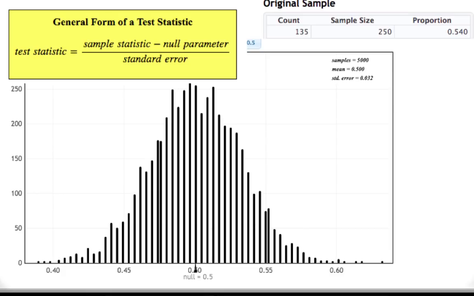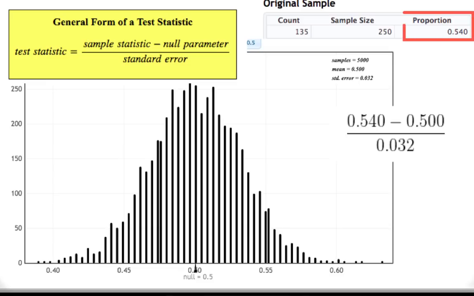Our sample statistic was 0.540 minus the null parameter, which was 0.500, and that's because our null hypothesis was that p equals 0.500. And the standard error, which we got from our randomization distribution, of 0.032.